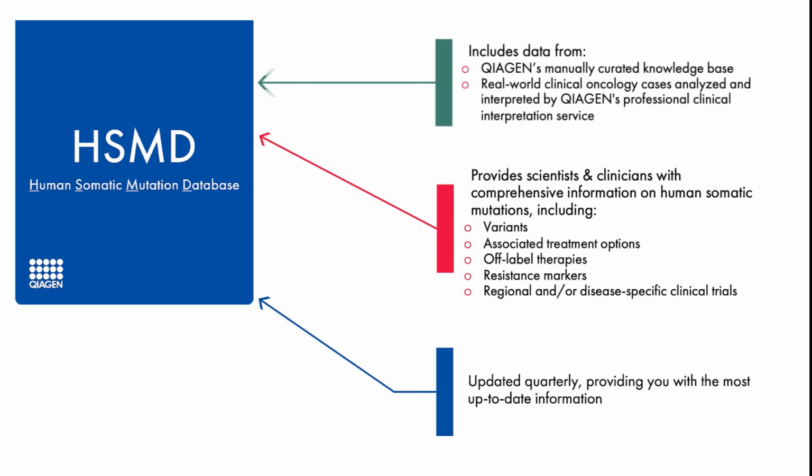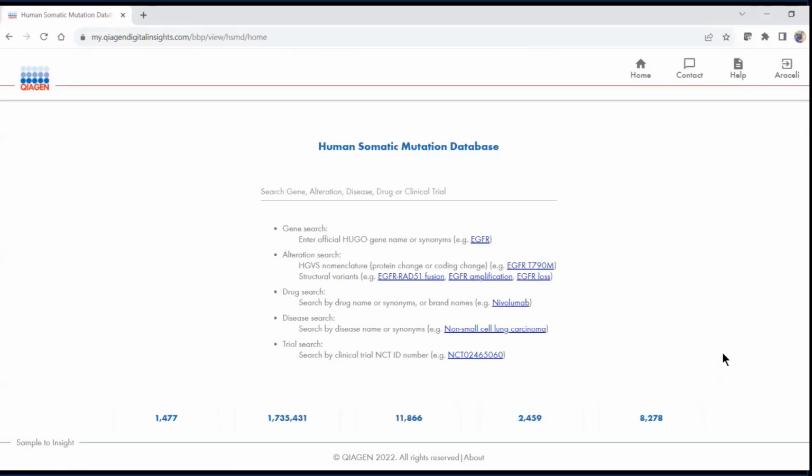HSMD includes data from our manually curated knowledge base, as well as real-world clinical oncology cases analyzed and interpreted by QIAGEN's Professional Clinical Interpretation Service, formerly N of 1, making HSMD a trusted resource for any clinical lab. With HSMD, you can rapidly drill down to variant-level information.